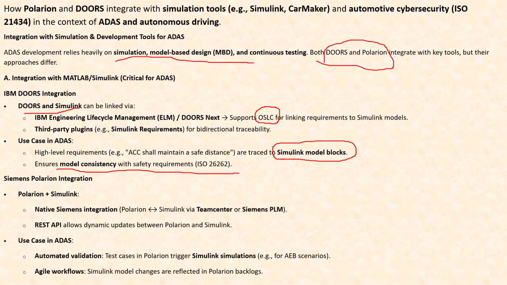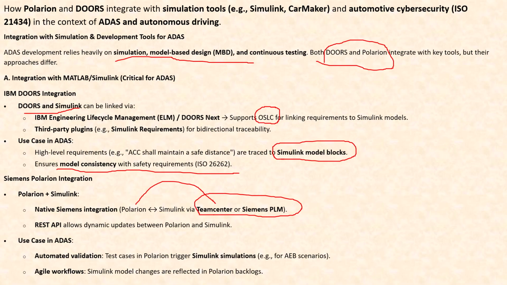Next is Polarion integration. When it comes to Polarion plus Simulink, it has a native Siemens integration, Polarion and Simulink via Teamcenter or Siemens PLM. This is something which I touched upon in the previous session. Polarion depends heavily on Siemens Teamcenter. It depends heavily on the Siemens ecosystem, of which Teamcenter is a part. And REST API allows dynamic updates between Polarion and Simulink.